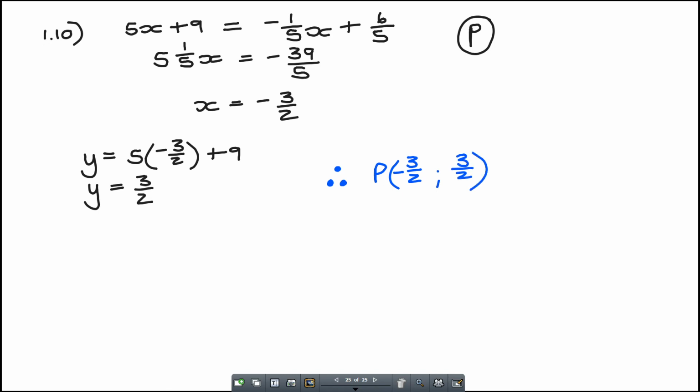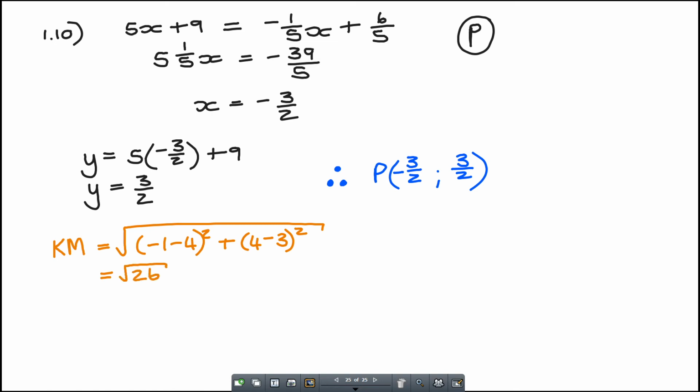Now, okay, so now I need to get Km and Pn. So Km. En wat gebruik ek daar? As ek vir Km wil gaan uitwerk, praat ek van afstand. Nee, so Km gaan wees minus 1 minus 4 plus 4 minus 3 and square root of all of that. And that's going to give me square root 26.